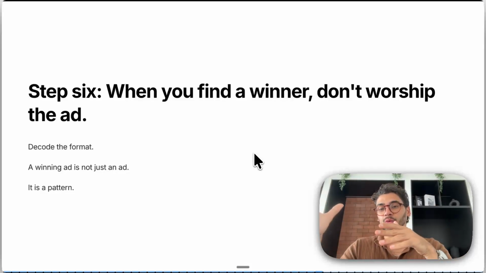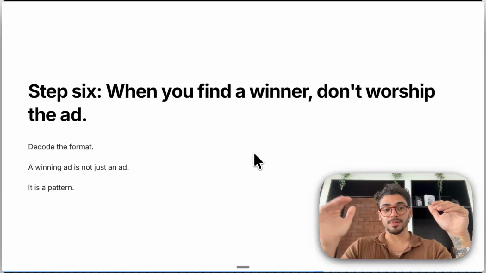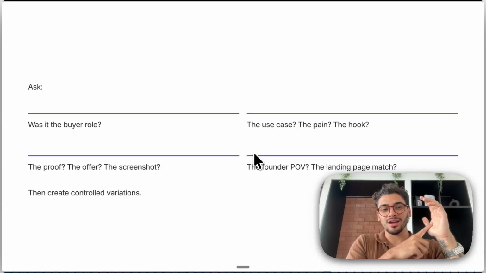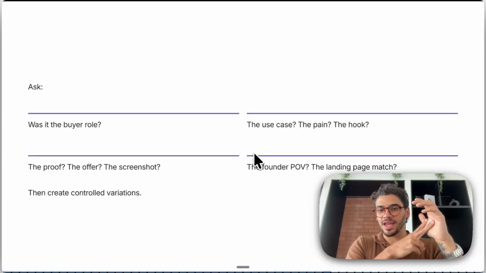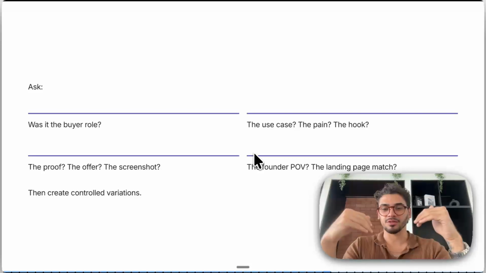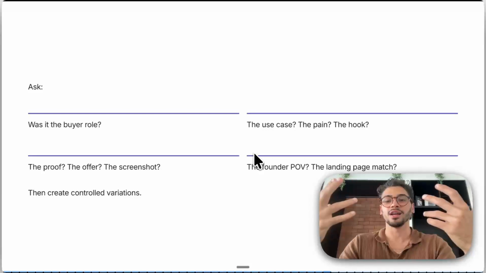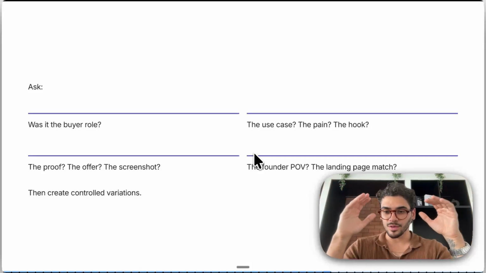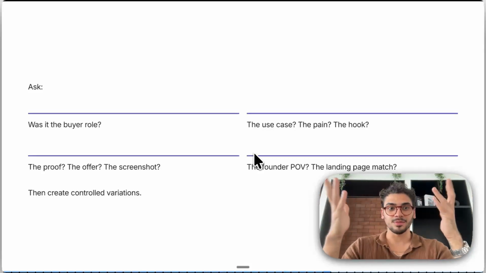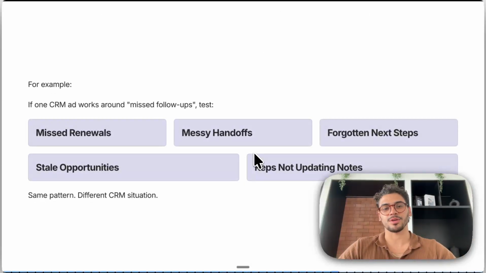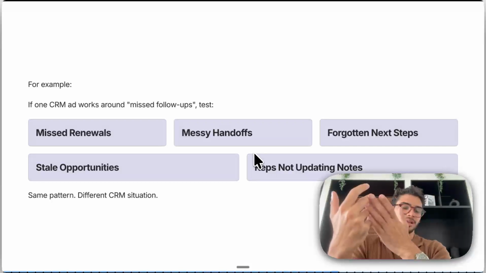Step 6, when you find a winner, don't worship the ad. Decode the format. A winning ad is not just an ad, it's a pattern. So ask, what was the buyer role, the use case, the pain, the hook, the proof, the offer, the screenshot, the founder POV, the landing page match, then create controlled variations, right? The reason an ad performed pretty well is because a pattern in it was making it work. So what you do now, you replicate it in the new ads that you're going to launch, right? You double down on this angle, you double down on this hook, or you double down on the ICP, right?